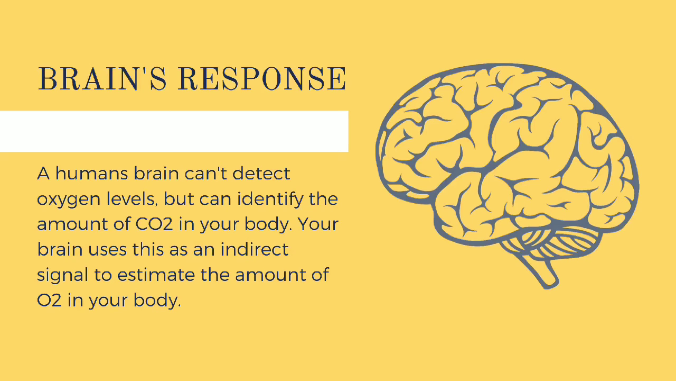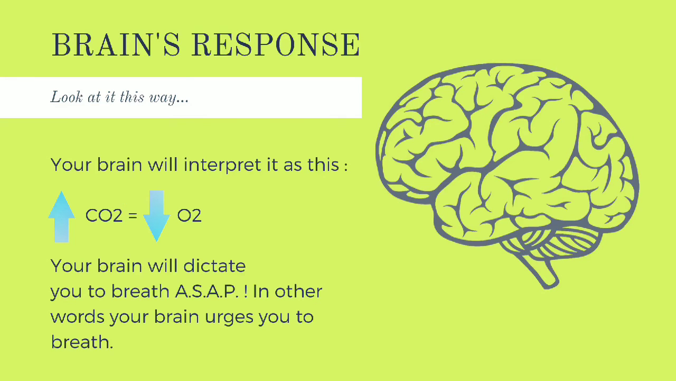Brain's response. A human's brain can't detect oxygen levels, but can identify the amount of CO2 in your body. Your brain uses this as an indirect signal to estimate the amount of oxygen in your body. Look at it this way. Your brain will interpret it as this: higher CO2 equals lower O2. Your brain will dictate you to breathe ASAP. In other words, your brain urges you to breathe.